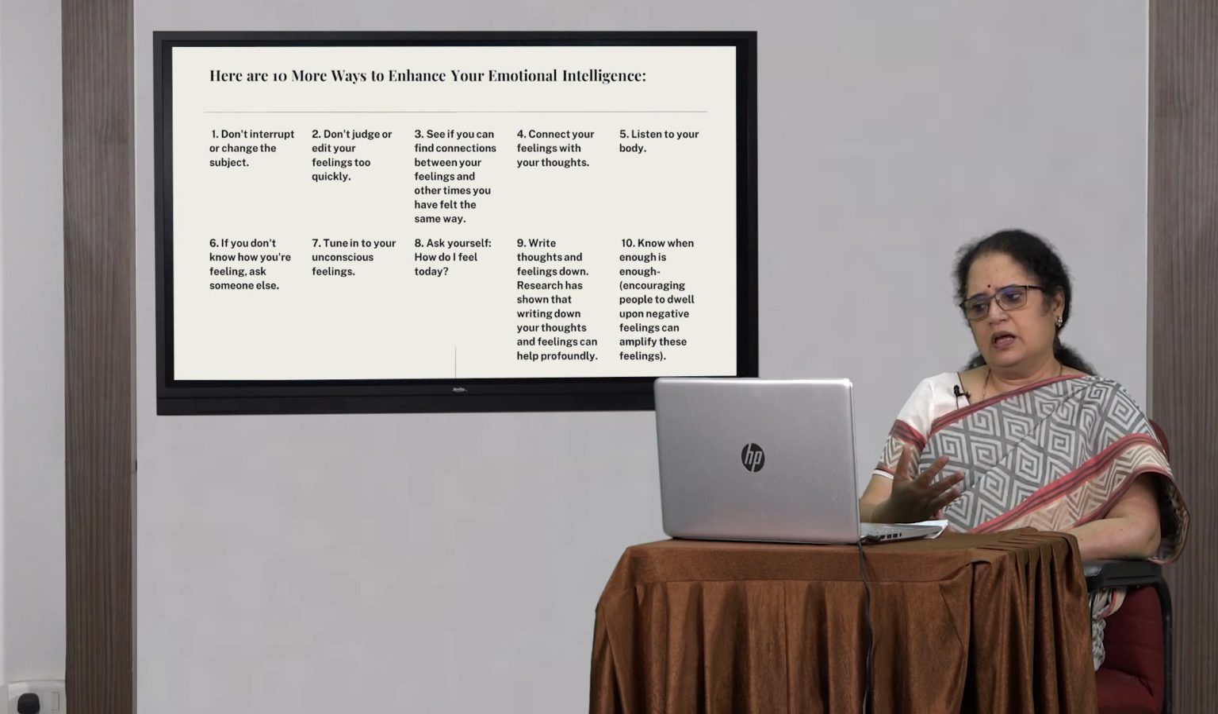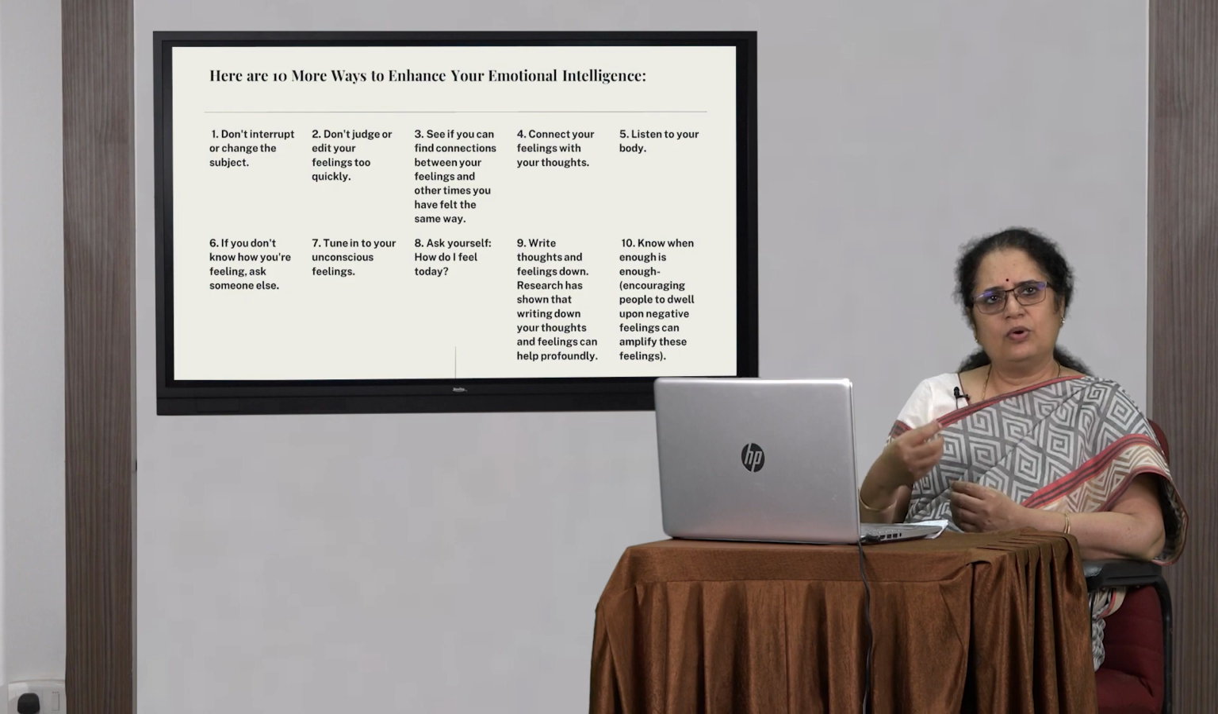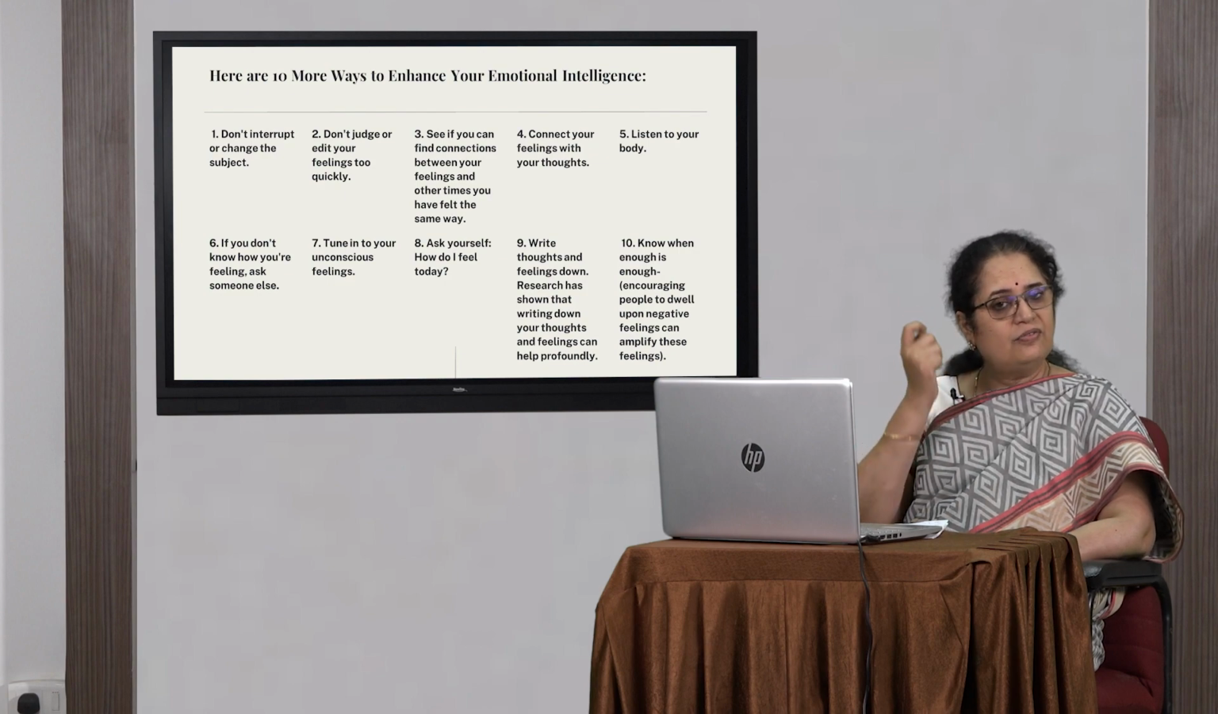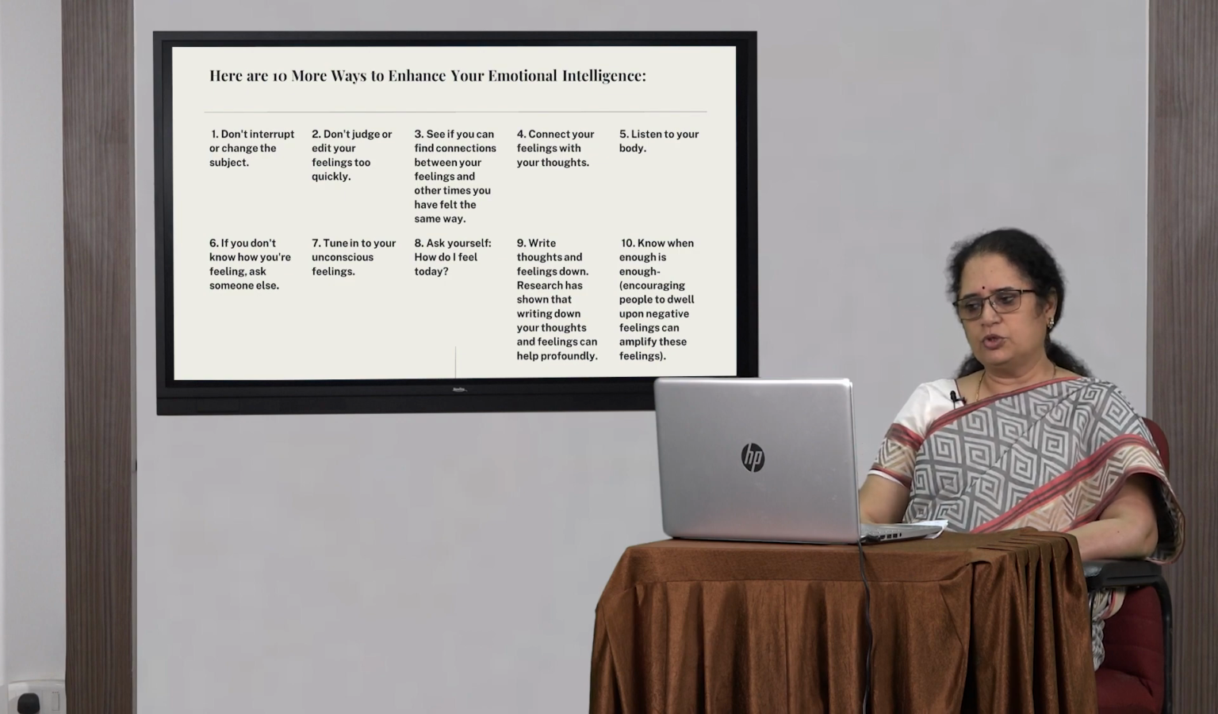So connect your feelings with your thoughts. Sometimes you try, as I said, what was I thinking at that time? When I suddenly start feeling panicky, when I feel anxious, when I feel uncomfortable in a particular situation, try to see what I was thinking at that time. So you may identify a trigger for your negative emotions.